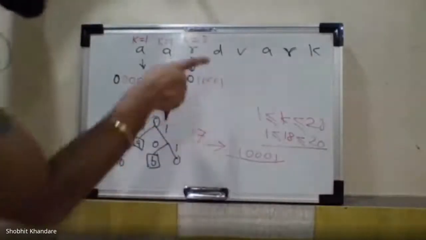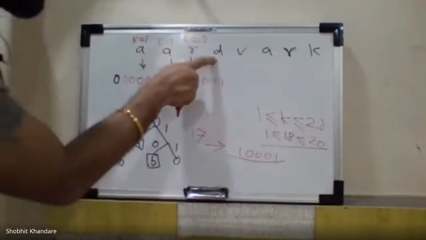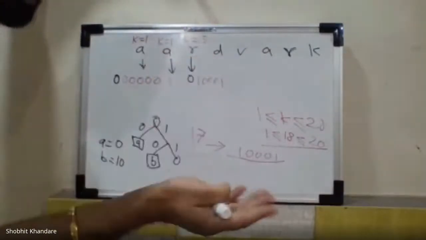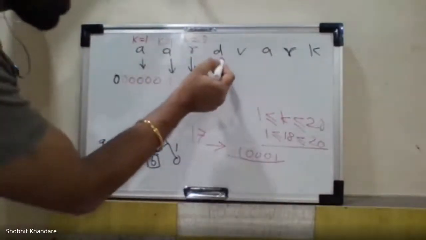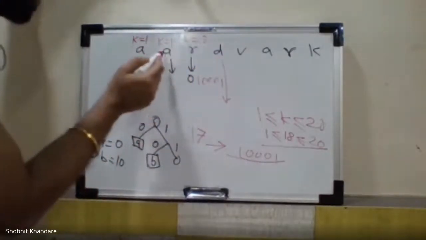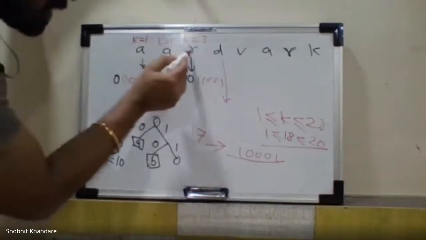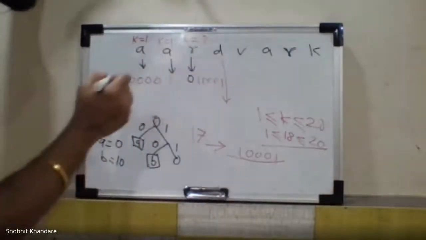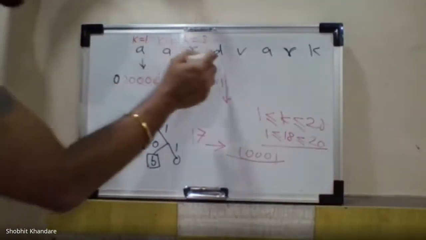Before I end, we will do it for D, and the rest will continue in the next session. So before I wind up, we'll do it for D also. So far I did it for A, then the second A, then for R, and now I am doing it for D. Okay. So we'll go for D.